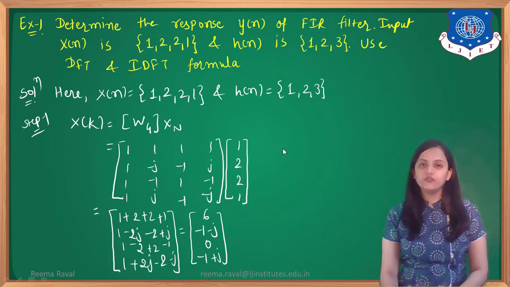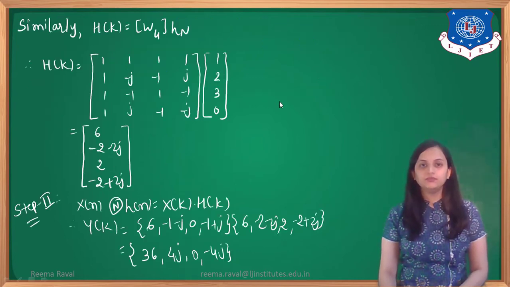So here the x of k, that means DFT of x of n will be 6, minus 1 minus j, 0, minus 1 plus j. Same way we need to obtain h of k. So h of k will be obtained using the same matrix method. Here the values we will take is 1, 2, 3, 0. Same way we can obtain the h of k, which is 6, minus 2 minus 2j, 2, minus 2 plus 2j.